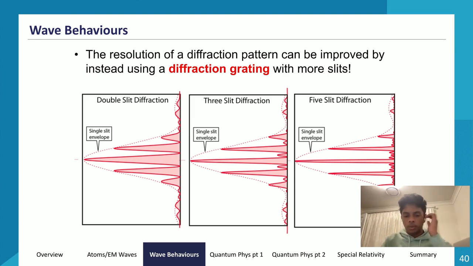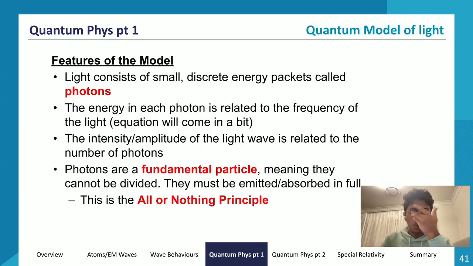So yeah, that is wave behaviors. Now we can get into the quantum model of light. So what is the quantum model of light?